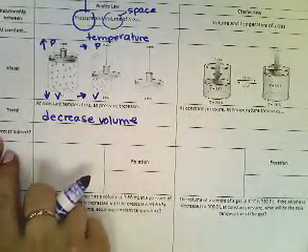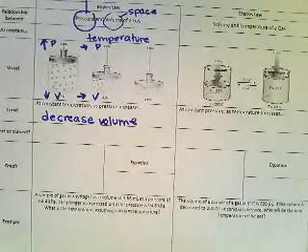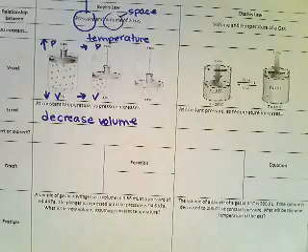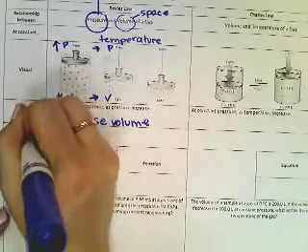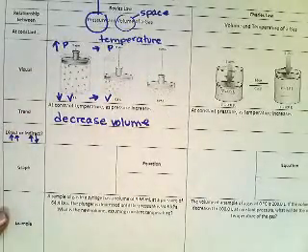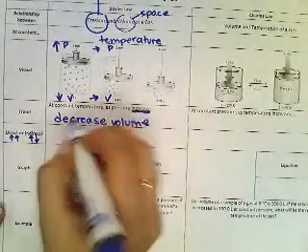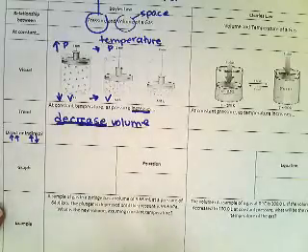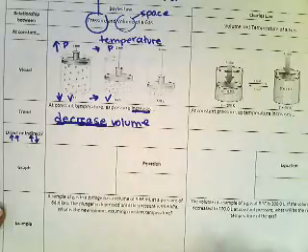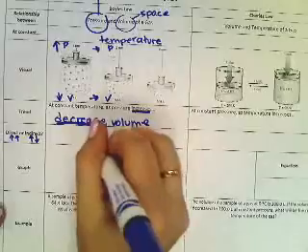Direct or indirect? A direct relationship occurs when two variables are moving in the same direction. Indirect means you're moving in opposite directions. So here we see that we are increasing and decreasing. Is this a direct or an indirect relationship? Indirect.